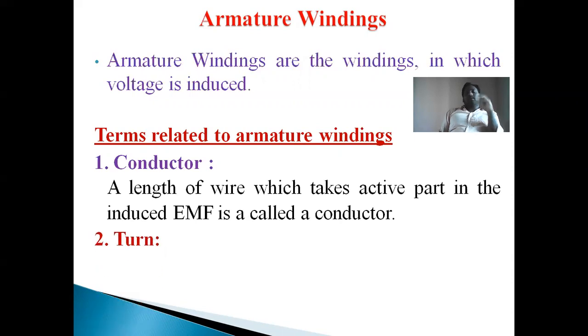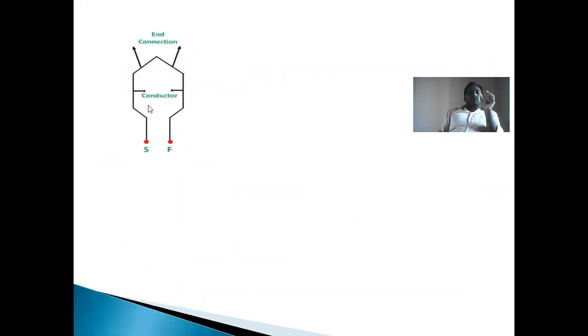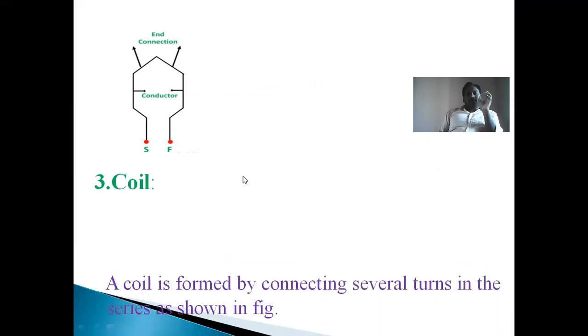And one more thing is turn. When two conductors are connected together at their ends, they form a turn. Or otherwise, when two conductors are connected in series, they form a turn. That's why a turn consists of two conductors connected at one end by an end connector. See here, this is one turn, because this is one conductor and this is another conductor. These two conductors are connected at the ends. That's why this total arrangement is called a turn or single turn.